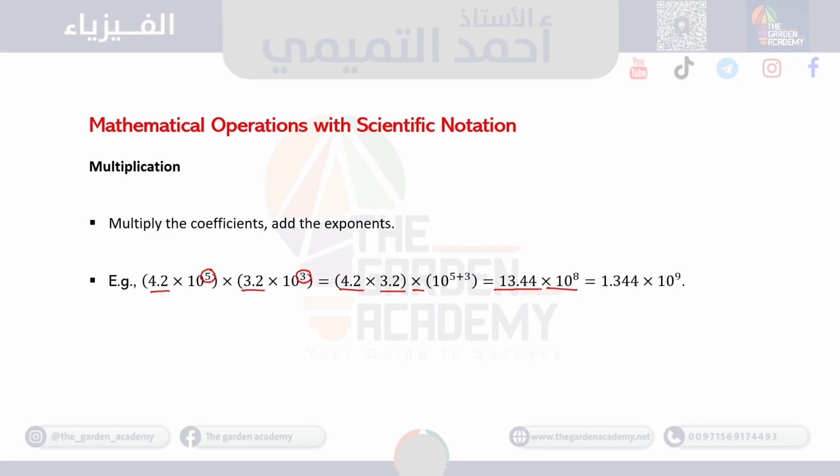Of course, again, we have to write it in the scientific notation form. If we move this decimal point to the left by 1 digit to form a coefficient between 1 and 10, then this is equivalent to 1.344. Since the decimal point has been moved to the left by 1 digit, we add 1 to the 8 and it becomes 10 to the power 9.